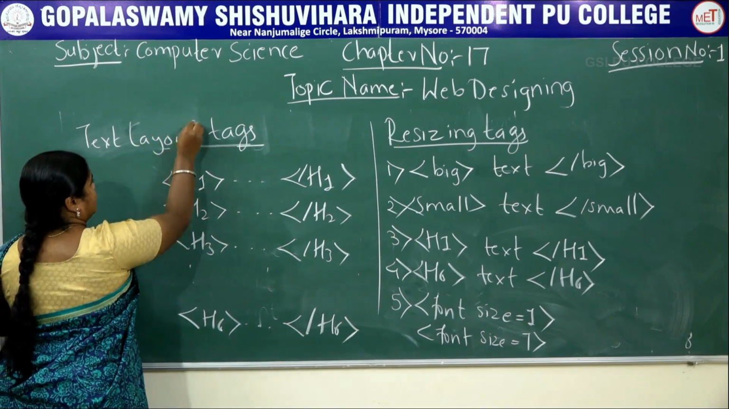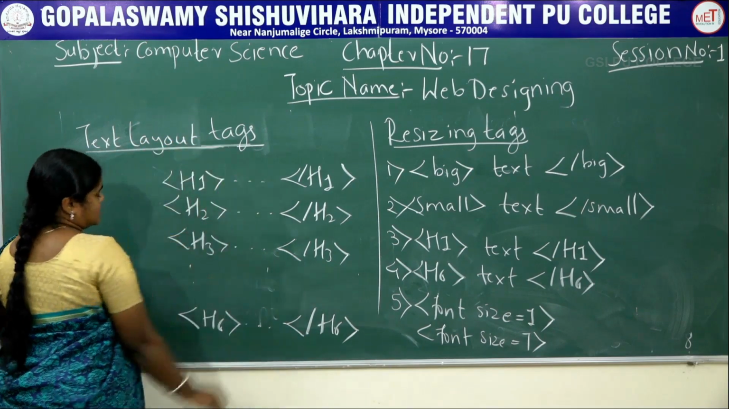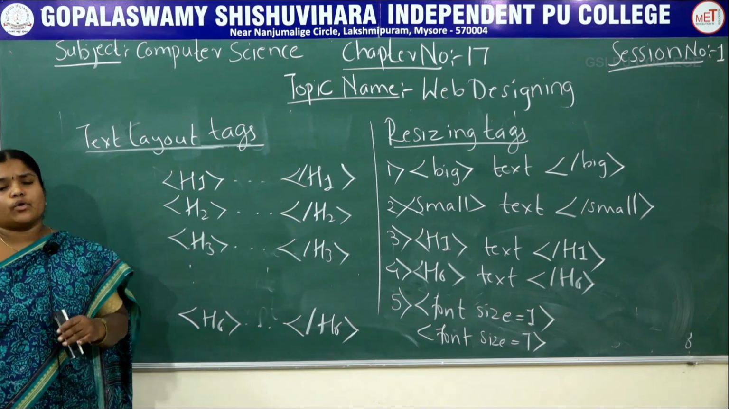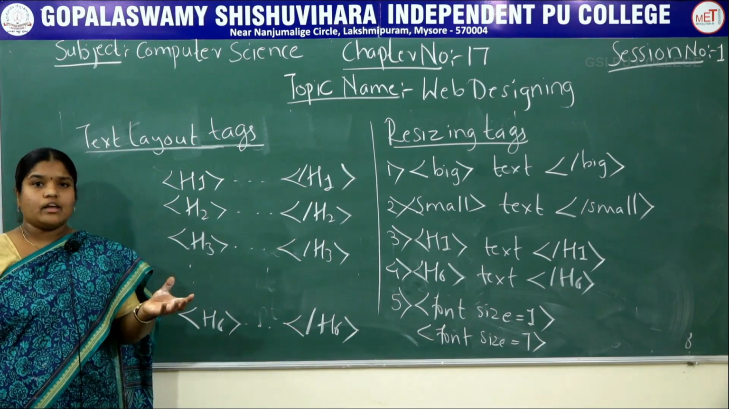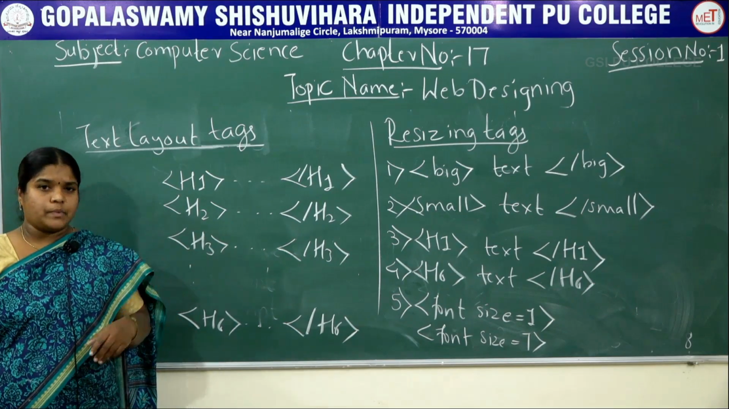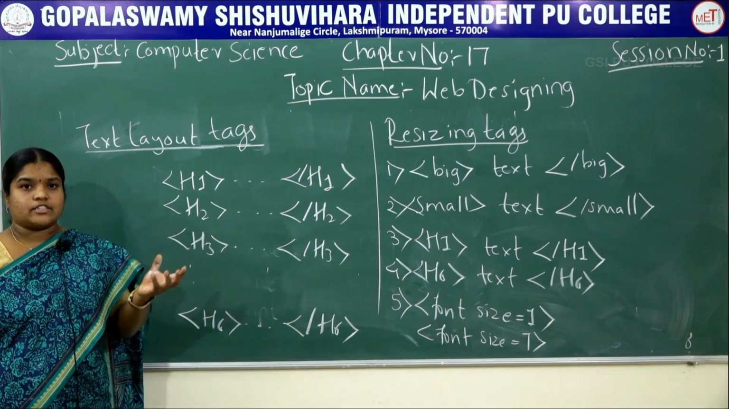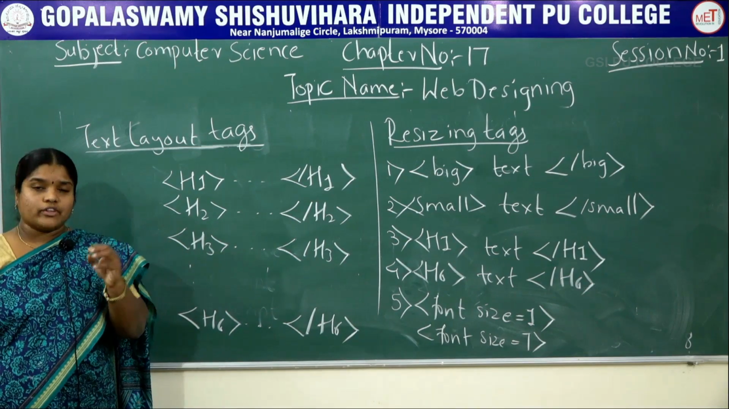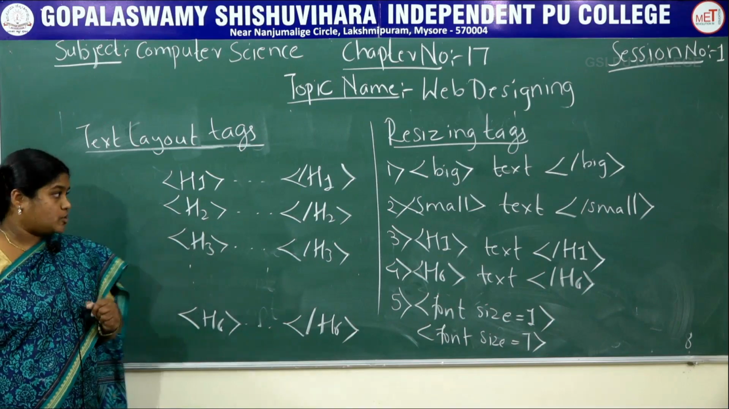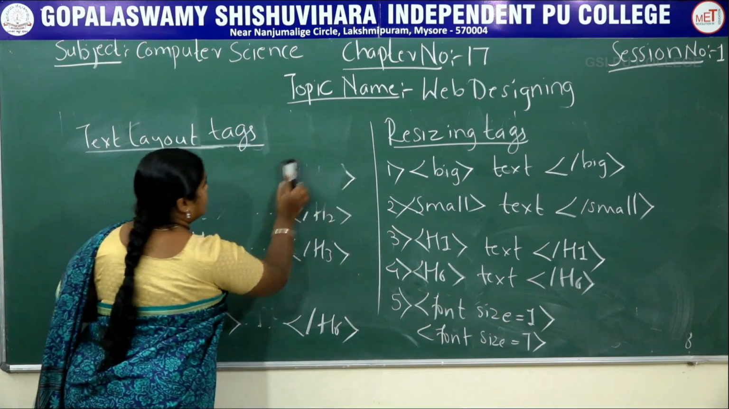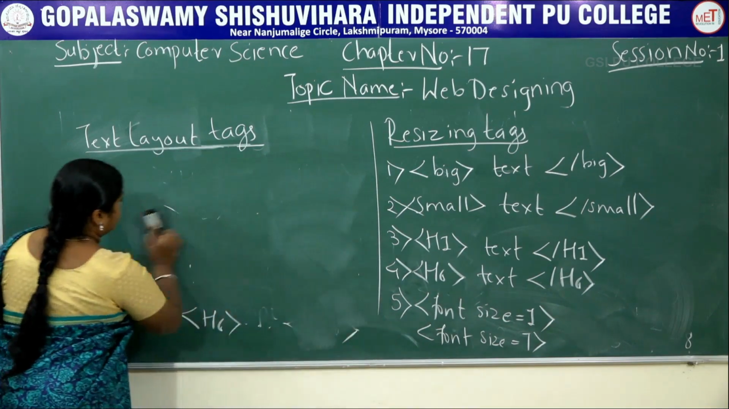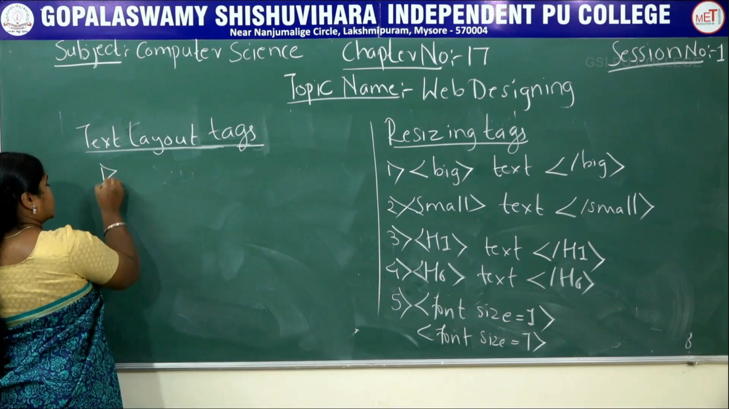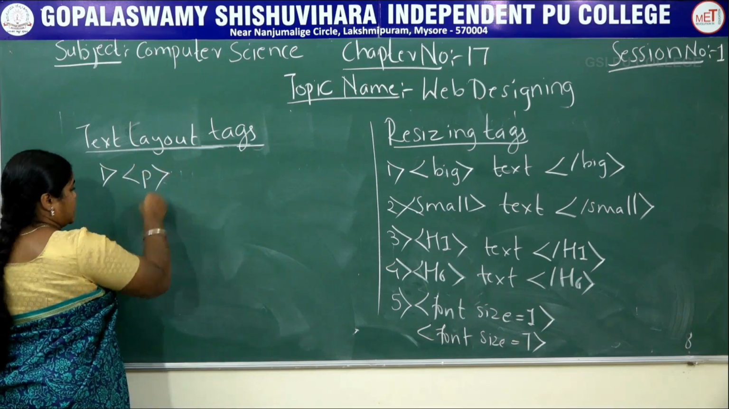Text layout. Why is it called text layout tags? Because using these tags, we can control in which portion or region of the web page the content will be displayed. Let's see one of the layout tags. So the first one is the P tag.